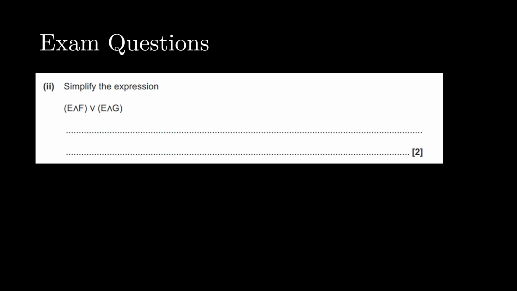Anyway, now on to some exam questions. So first of all, we need to simplify the expression here. If you remember your laws, this looks similar to the distributive law. But in this case, we just have to work backwards. So this is going to be E, because there's E in both of these brackets. And we have the inside here, which is going to join them up.